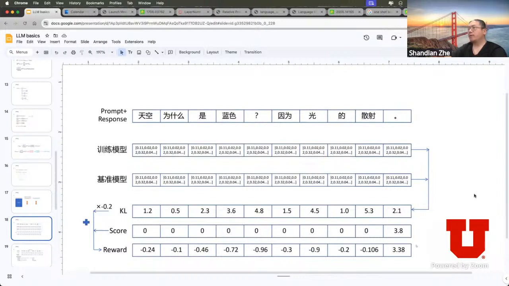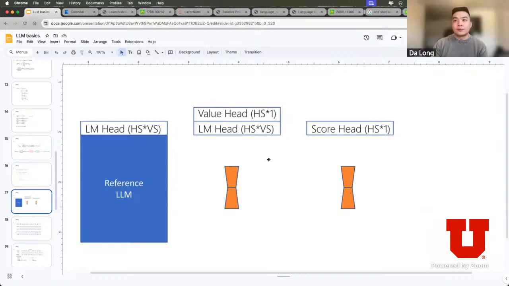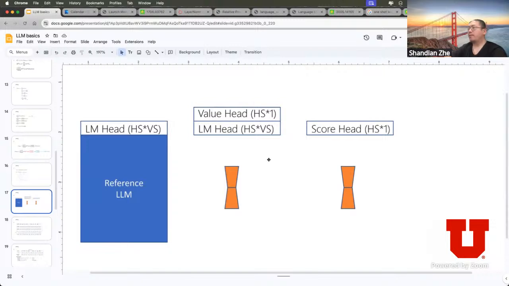Their pipeline will be given a pre-trained LLM. You first add a score layer on top of it. You use human label data to train the score model. And then you make another copy of your pre-trained LLM. You add one more layer, a value layer. And then you fine-tune the model based on the rewards computed from the baseline model and the score model, through that framework, the generalized advantage estimation framework.